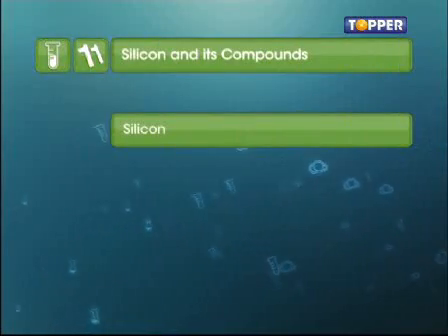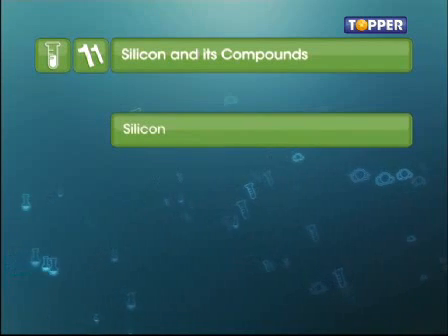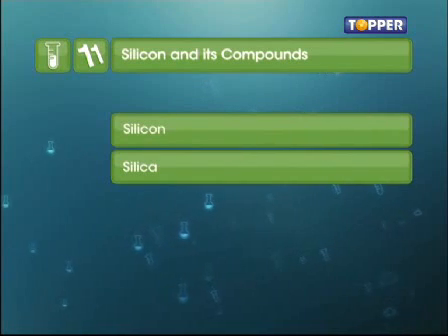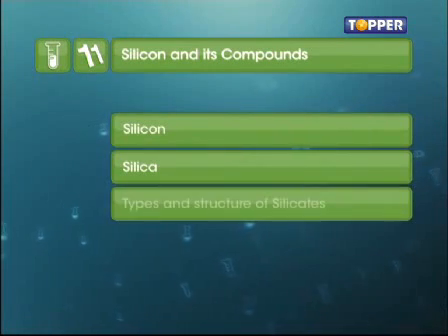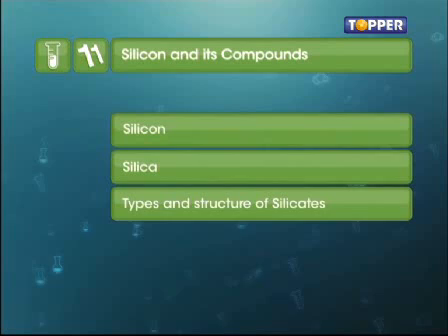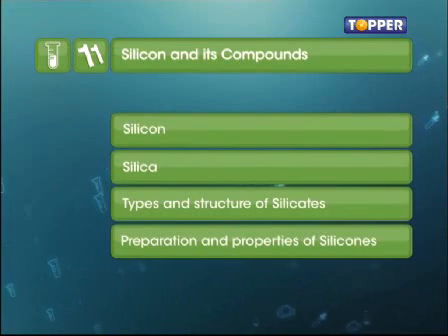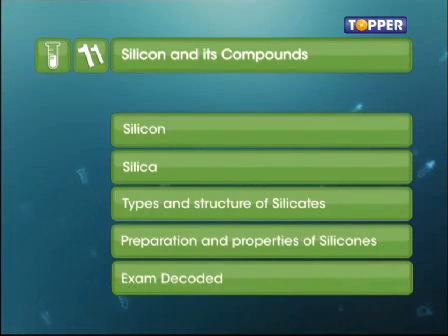Hi, I am Devabrata Goswami. Let's explore the contribution of chemistry to modern life. We will study about silicon, its important properties, and various compounds of silicon like silica. Furthermore, we will study the types and structure of silicates, preparation and properties of silicones, and then, of course, clear your doubts in our exam decoded section.